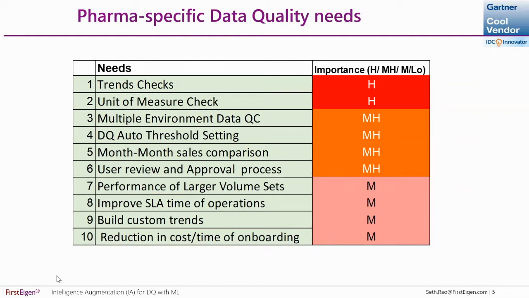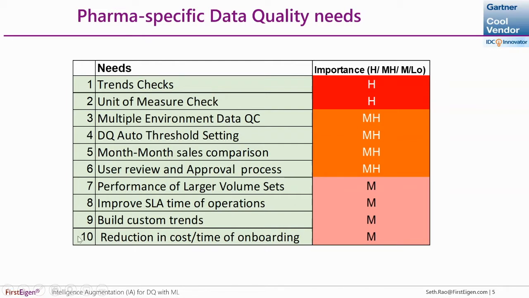These are the top 10 pharma-specific data quality needs. Number 1 and 2 are most vital for the business users and they're hardest to implement. 3, 4, 5, and 6 are in second tier of importance. Nevertheless, a user-friendly way to execute it will give an efficiency boost. Needs 7 through 10 help with operational efficiency and are critical for reducing cost.